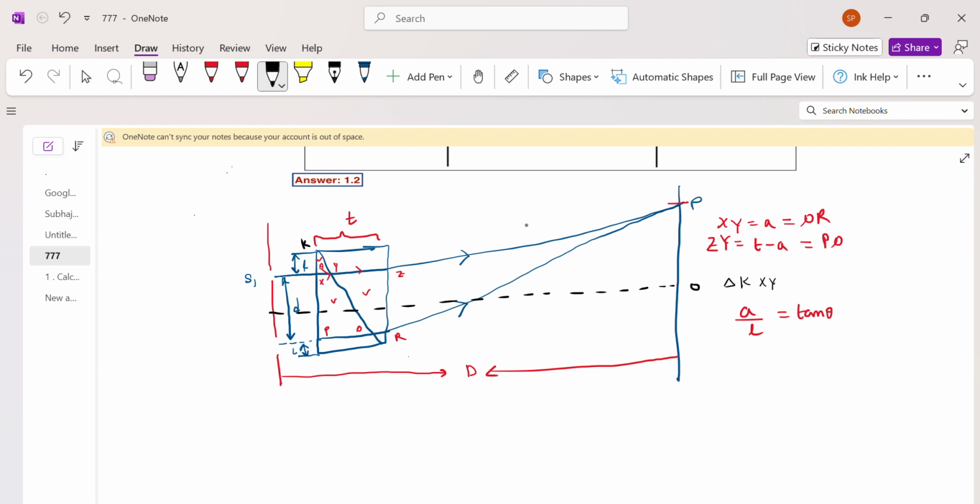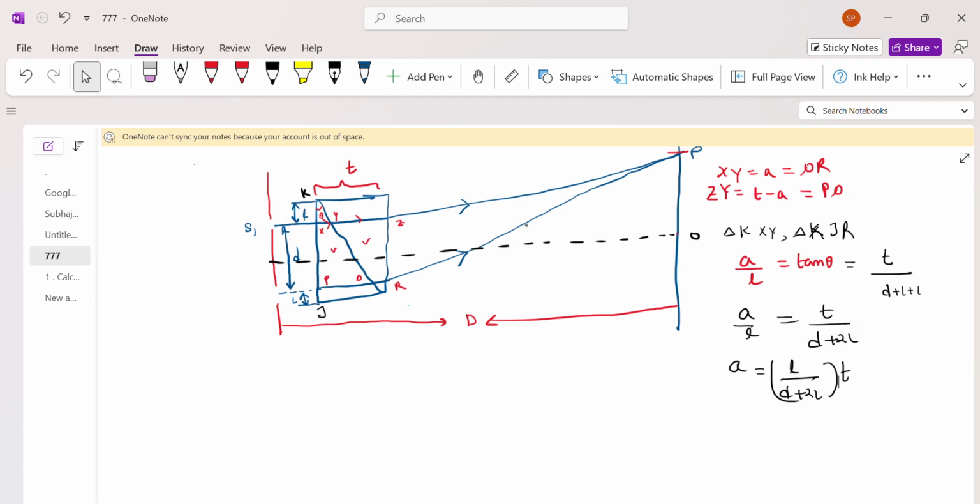We can also use the triangle KJR, where let's say this is J. From triangle KJR, we get T divided by JK. What is JK? JK is nothing but D plus L plus L. So this is L, that is L, then D. So A divided by L is equal to T divided by D plus 2L. If you want to find A, A is equal to L divided by D plus 2L into T. This is something that we will require.